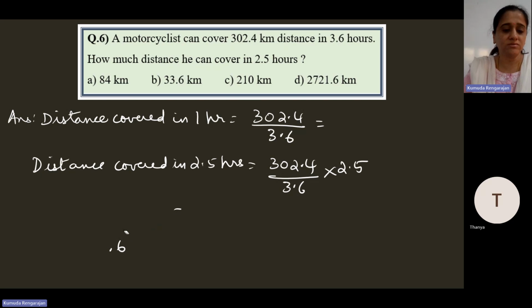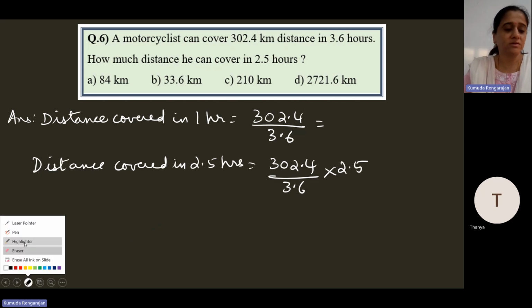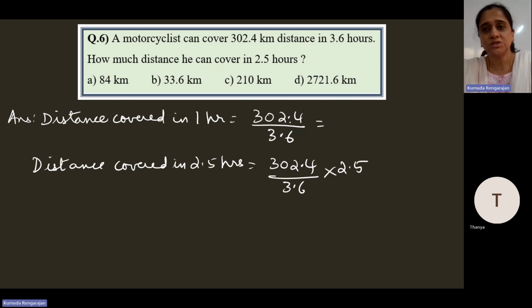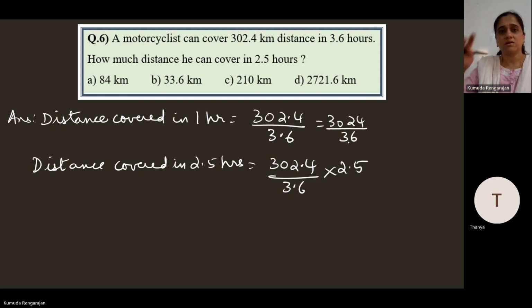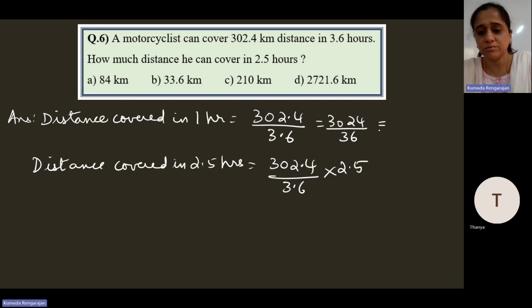You can also do it like this. So how do you simplify this fraction? Shift the decimal point. So 3024 divided by 3.36, sorry. 1 decimal place in the numerator, 1 decimal place in the denominator. You're shifting 1 in the numerator, 1 in the denominator, so they cancel out. Correct? Yes. So 3024.